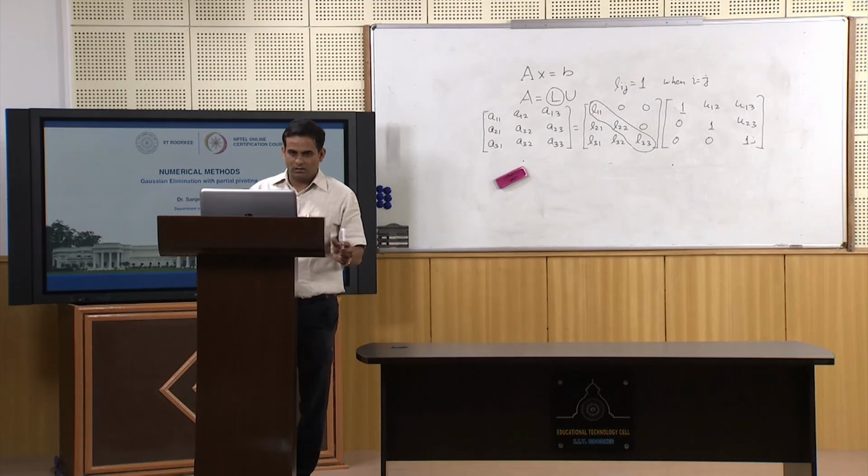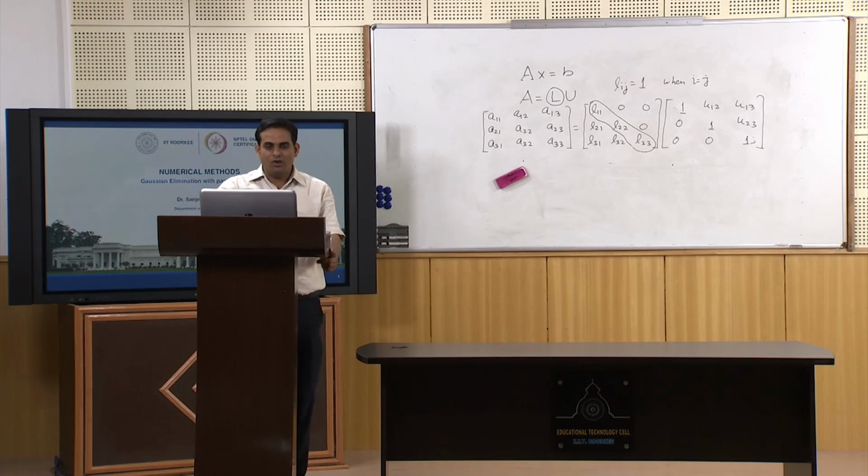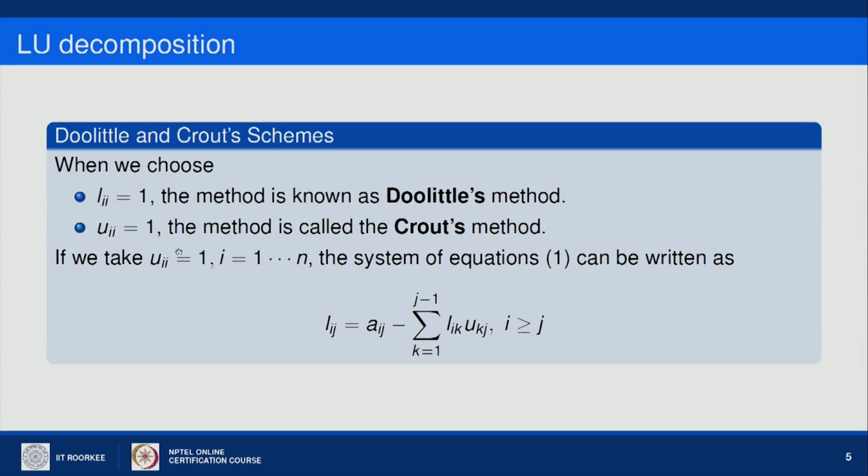So, if we take Uii equals to 1 for i equals to 1 to n, meaning all diagonal entries of the upper triangular matrix as 1, the system of equations can be written as Lij equals to Aij minus summation k equals to 1 to j minus 1 Lik Ukj, whenever i is greater than or equal to j.